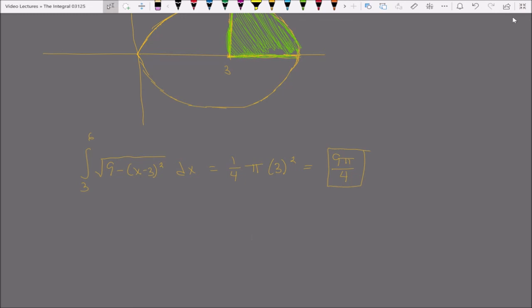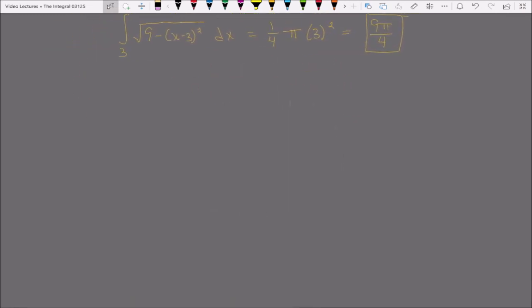And for our final example, we're going to calculate signed area of f of x equals x minus 2 over the interval 0 to 6. We want signed area and total area. There is a difference.